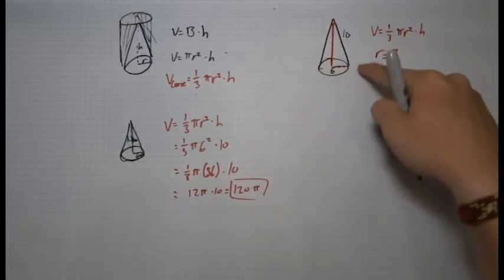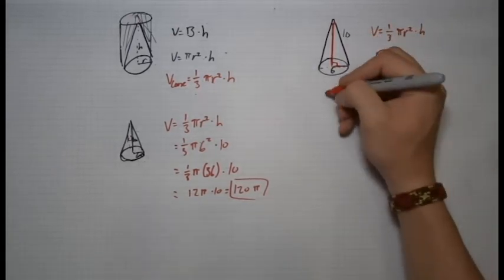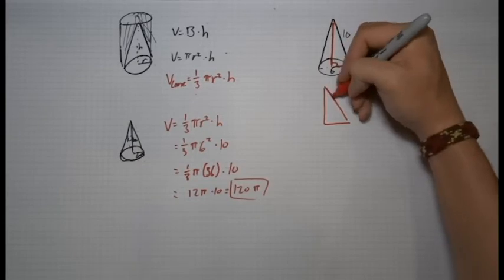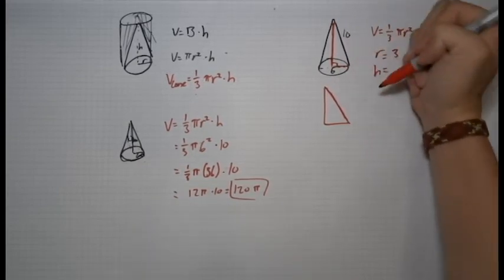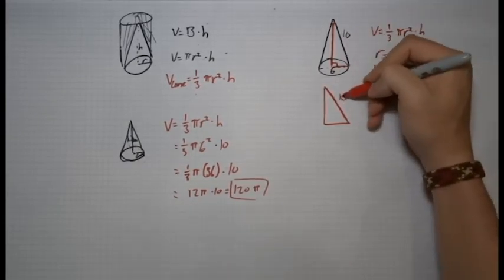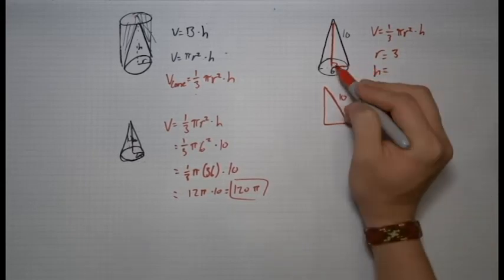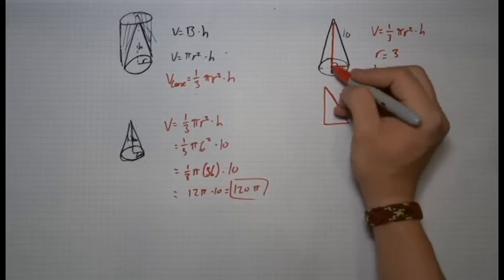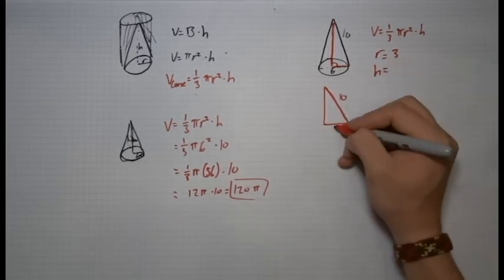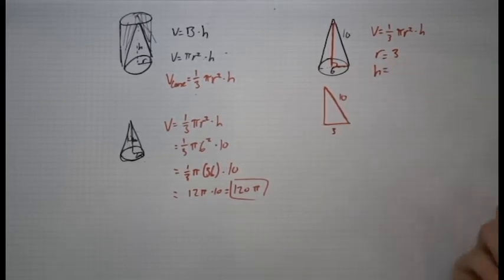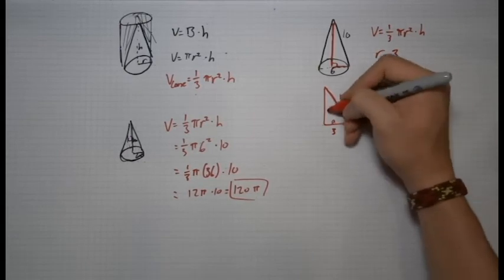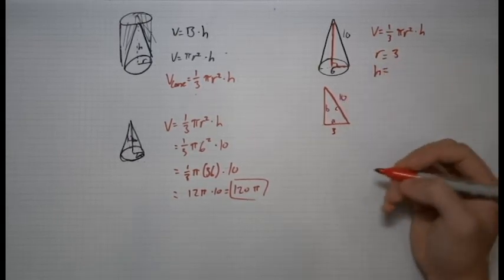And what we have right here is a right triangle. So I'll redraw the right triangle down here. And our right triangle, the hypotenuse, is the same thing as the slant length, which is 10. And the radius is this bottom leg down here. And our radius is 3. And now we have a right triangle, and we can just use the Pythagorean theorem. So I'll call this leg A, this one B, and the hypotenuse is C.